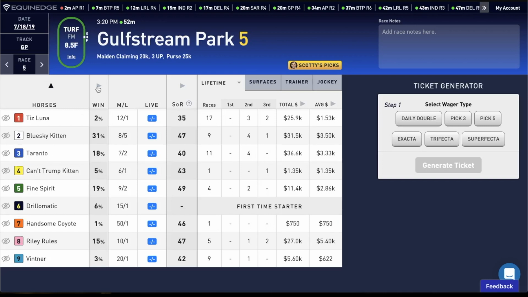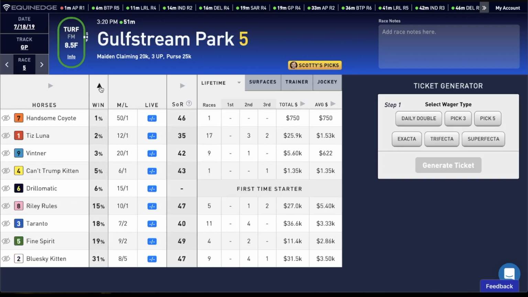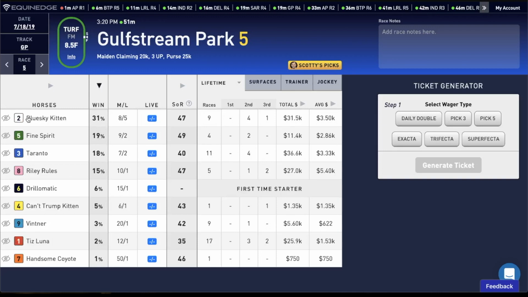Now, if you simply click this triangle right here, this allows you to sort them by their win chance percentage, from high to low or from low to high. So you can see that the 2 horse has the highest win chance percentage.